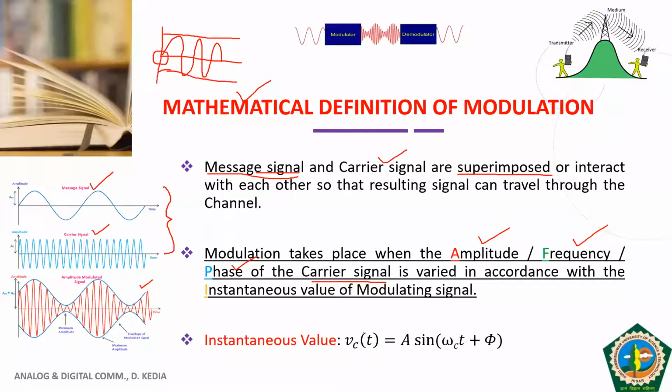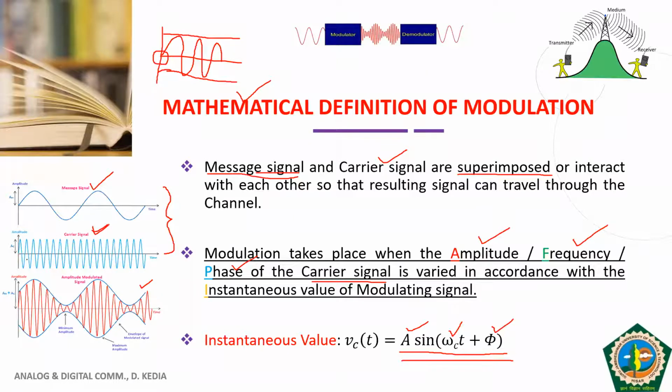So mathematically, if I represent your sine wave, it looks like this: A sin(ωc t + φ). What is A? A is the amplitude of the sine wave. ωc is the frequency of the sine wave, and φ is the phase of the sine wave. Okay, and if we represent these things graphically, then this is represented on the left hand side of the slide.